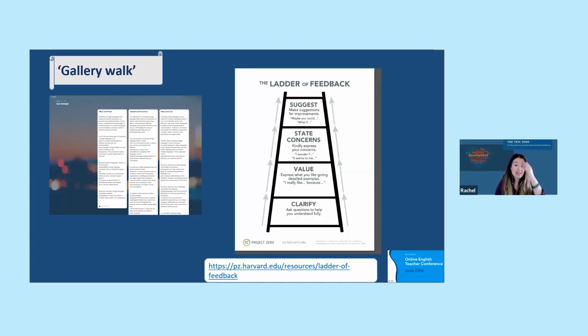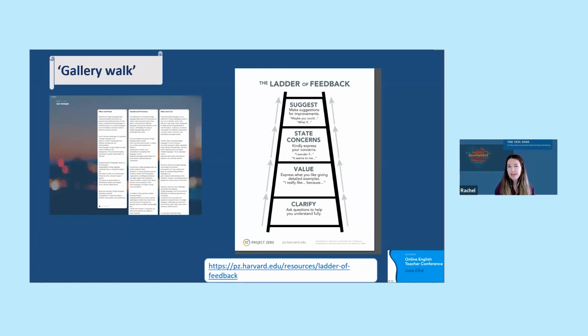And I have found this quite helpful. Ethan Mansour introduced it in IATEFL Belfast a couple of years ago. It's from Project Zero, the Harvard website. And it suggests this ladder of feedback, starting from clarify, ask questions to help you understand fully, then value, express what you like: I really like X because. Then state your concerns: I wonder if, it seems to me. Or suggest, make a suggestion: maybe you could, what if?